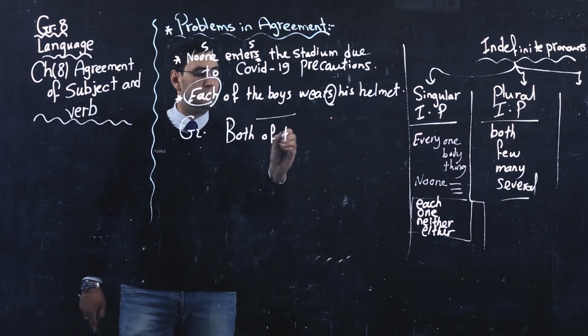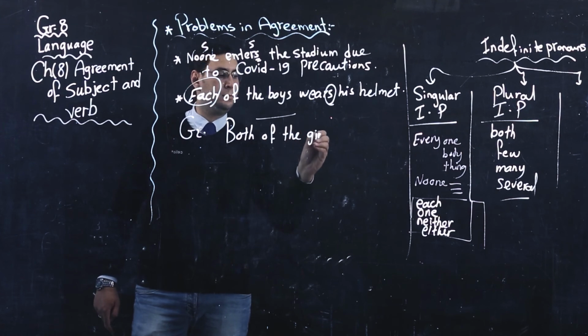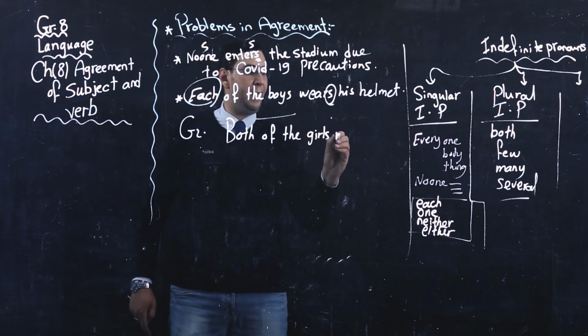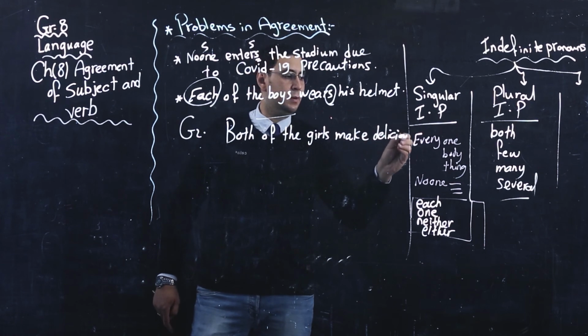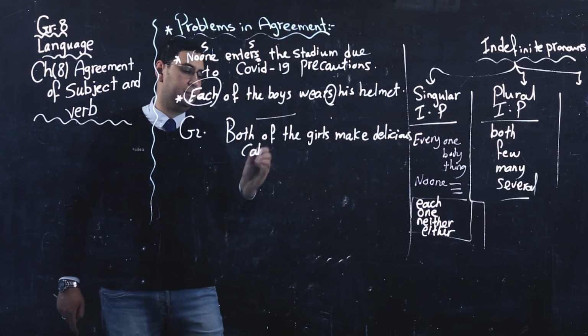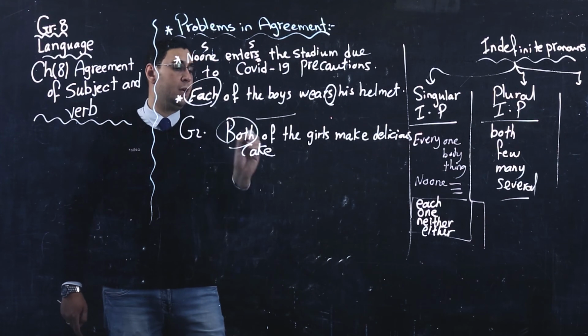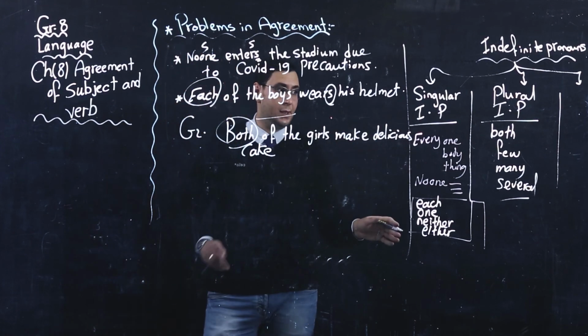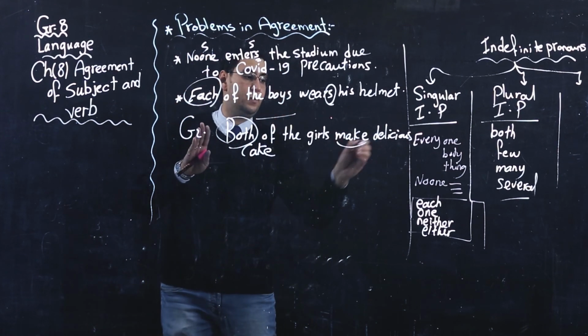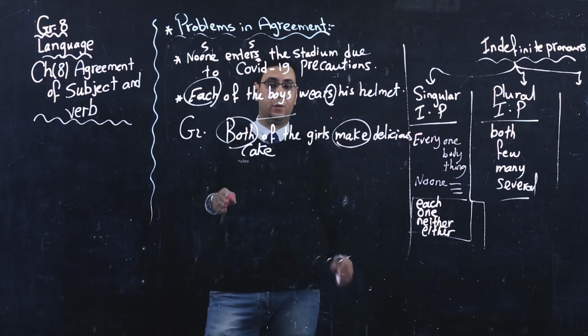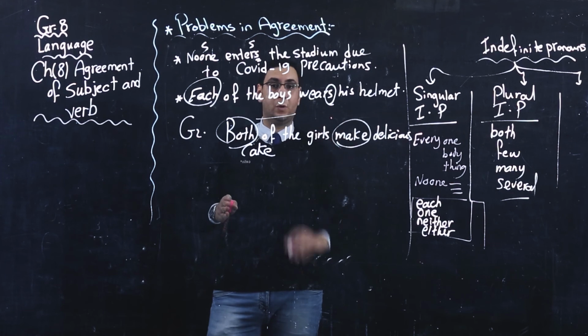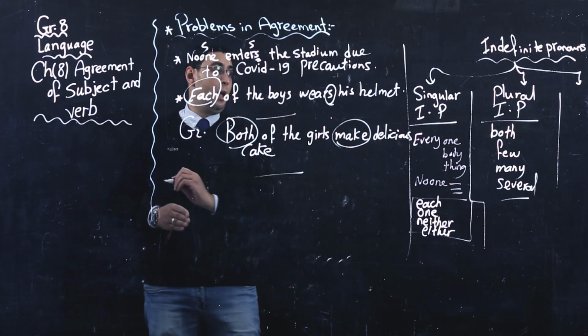of the girls make delicious cake. So both here is always plural, and the verb here, we could find that the verb make is also a plural form. So it's a plural form pronoun and plural form for the verb.